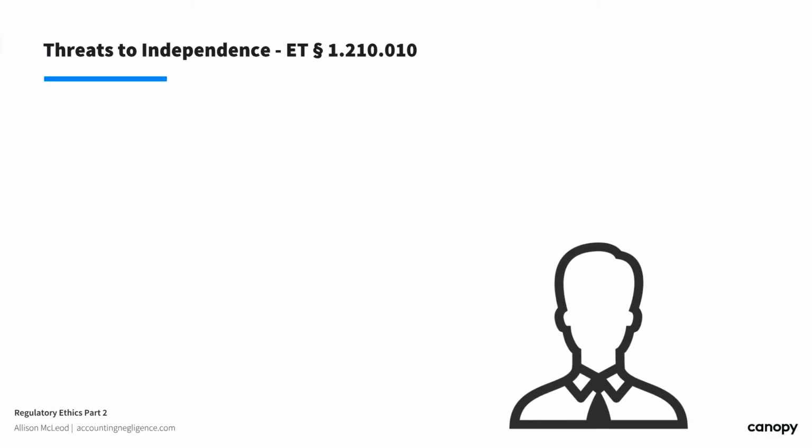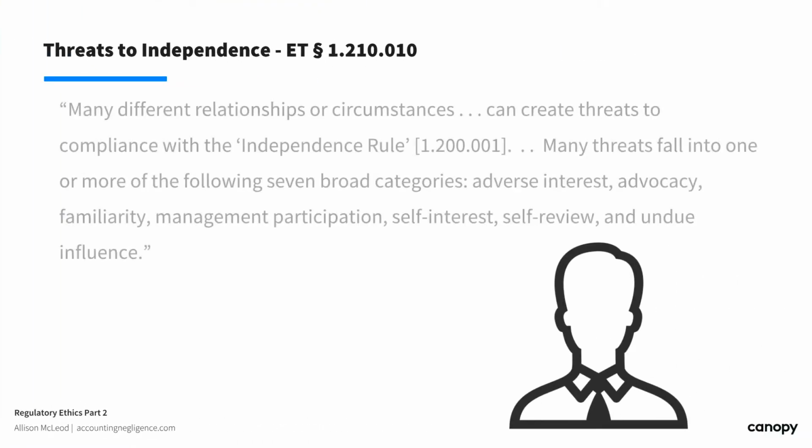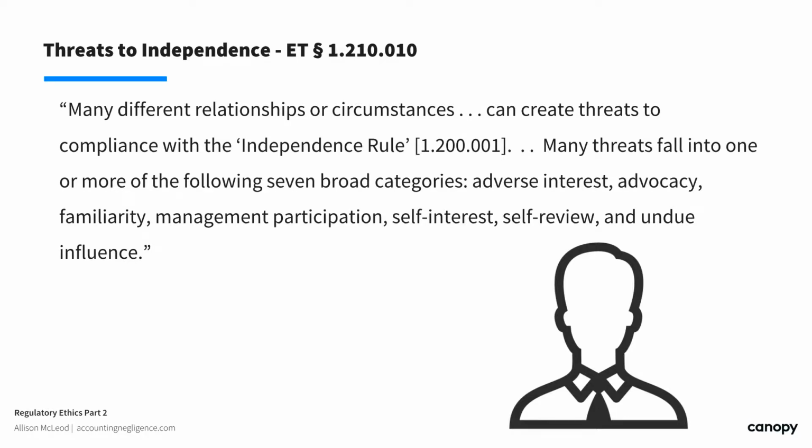All right, so let's go ahead and look at threats to independence. A CPA has to be very independent, and the AICPA talks about situations where our independence could be threatened. They say many different relationships or circumstances can create threats to compliance with the independence rule. Many threats fall into one or more of the following broad categories: adverse interest, advocacy, familiarity, management participation, self interest, self review, and undue influence.